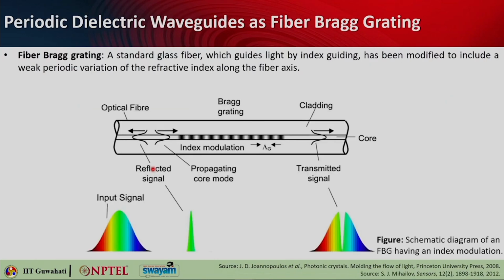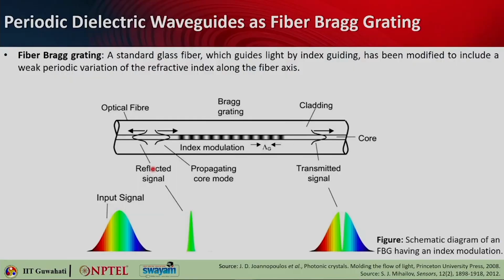So, with that we understood that we are able to make periodic dielectric waveguides of different shapes to confine or to engineer the band gap and get some properties out of it. So, one example, from the Bragg grating, if we go back, is this particular Bragg grating you are making in the fiber. So, we are calling it a fiber Bragg grating.